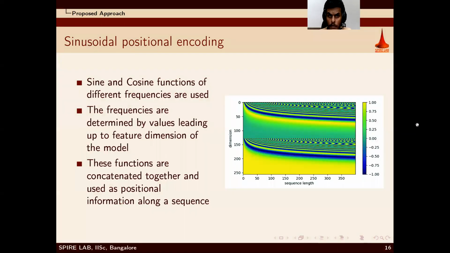Now coming to sinusoidal positional encoding, sine and cosine functions of different frequencies are used. The frequencies are determined by values leading up to the required feature dimension of the model. These functions are concatenated together and used as positional information along the sequence.